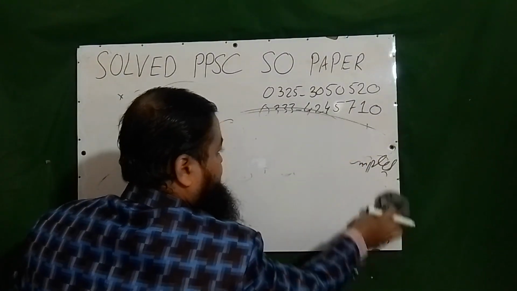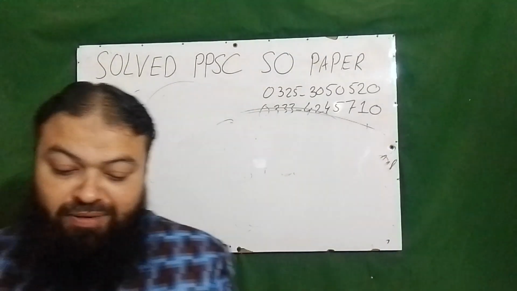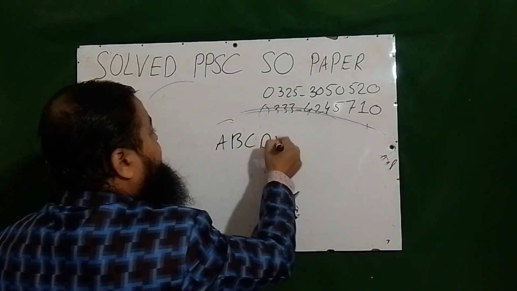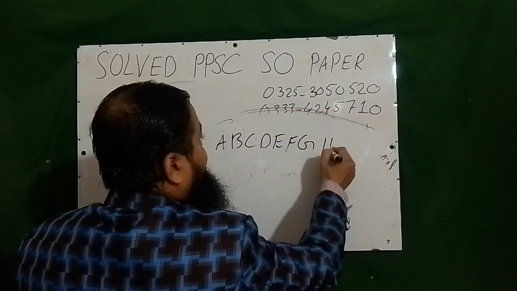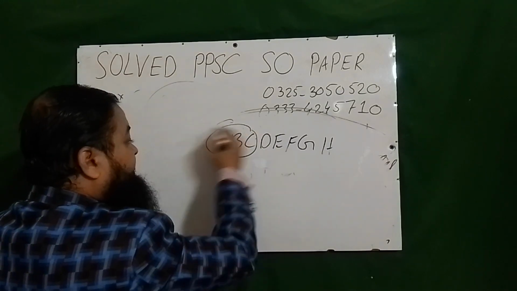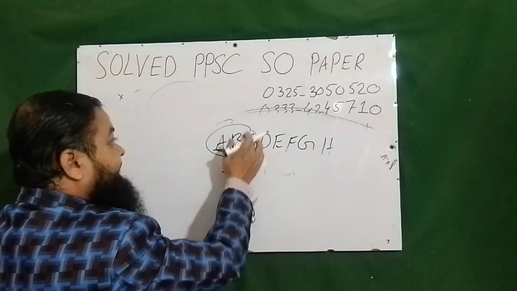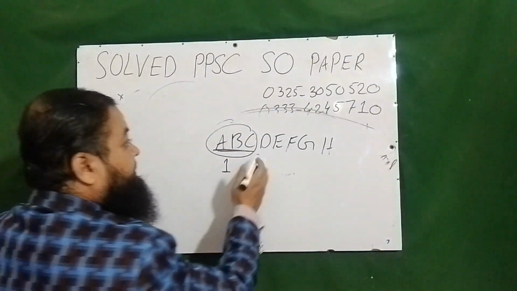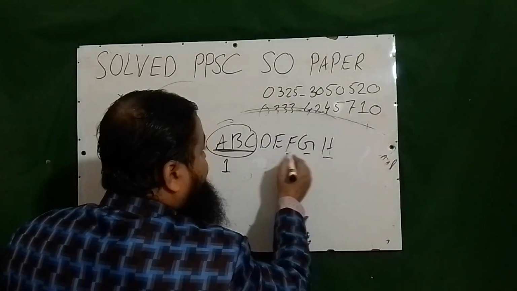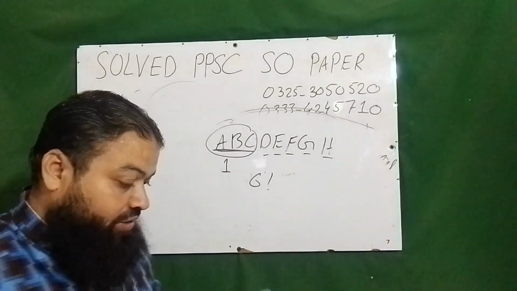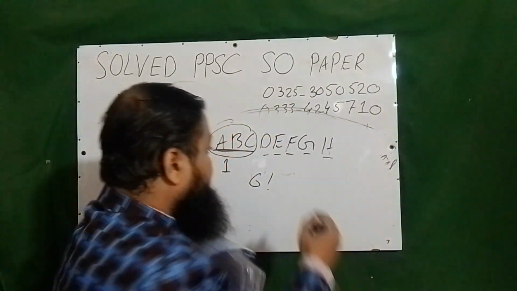Next question is, how many permutations are there of the letters A, B, C, D, E, F, G, H when the string ABC is there? This is actually one part, not 3, because it is given ABC should be together. And how many units are these? 1, 2, 3, 4, 5, and 1, so 6 factorial, and then you will have to calculate. That will be 720.